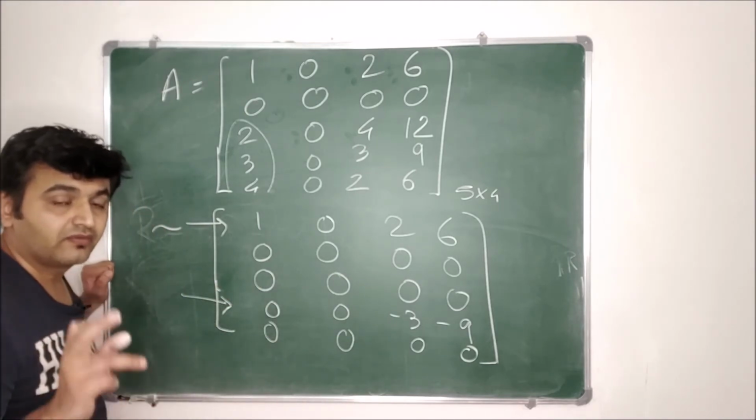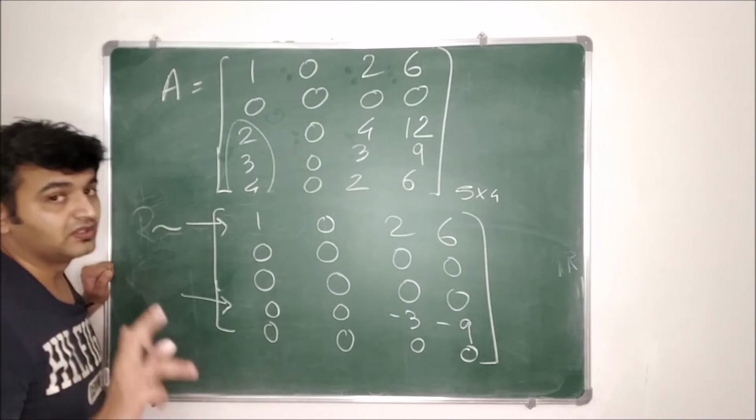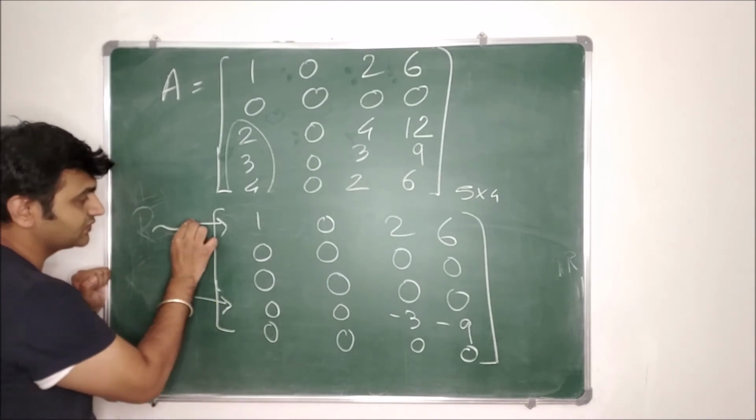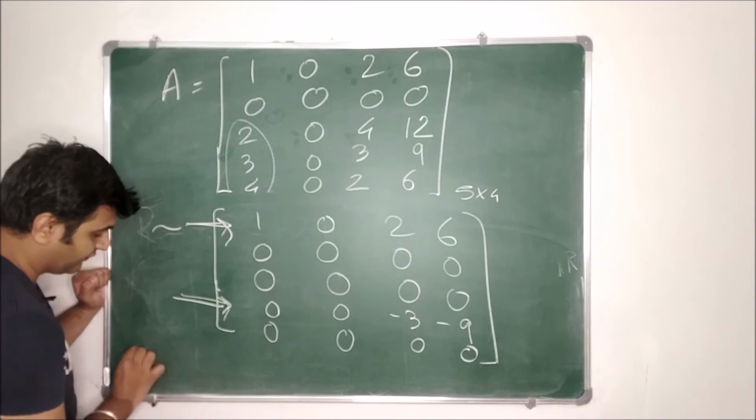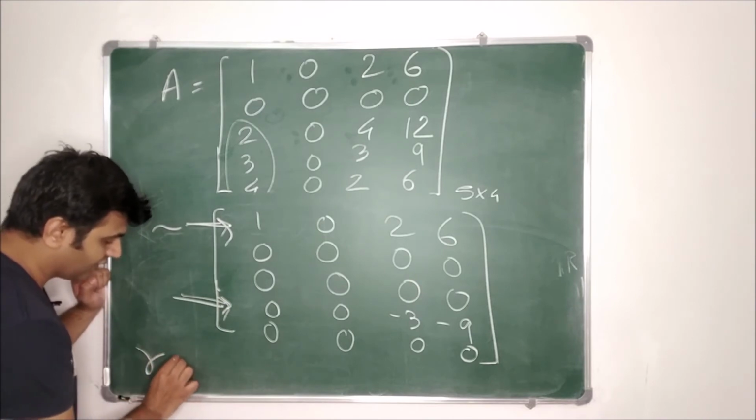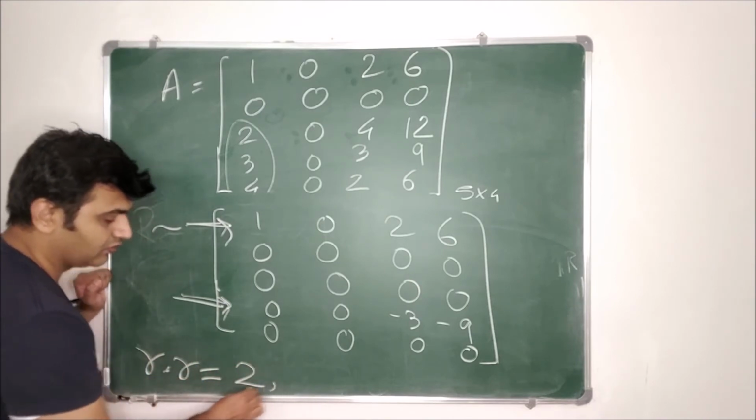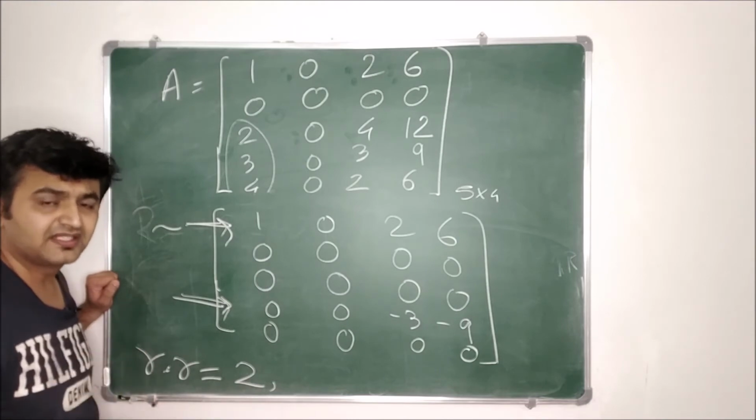So that number of non-zero rows is the rank of the matrix. So how many non-zero rows? First and the fourth. So therefore row rank is nothing but 2. And as we know that column rank is also 2.